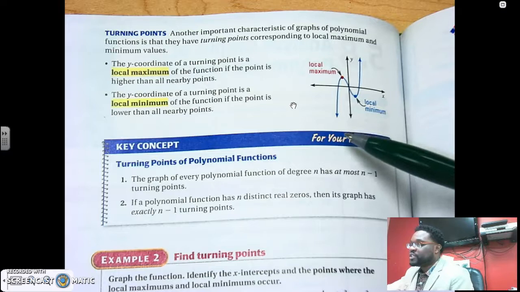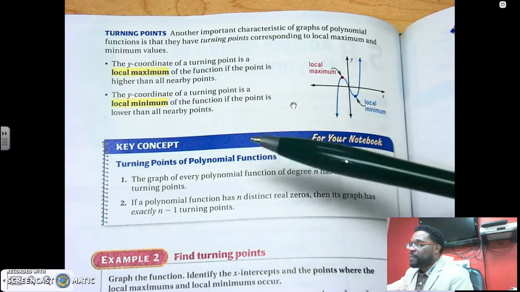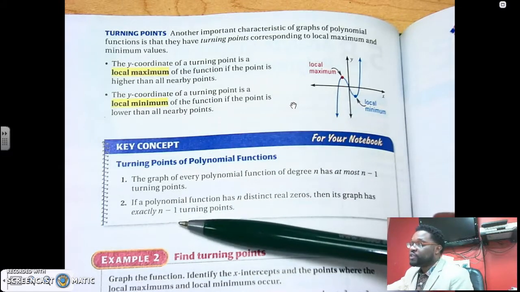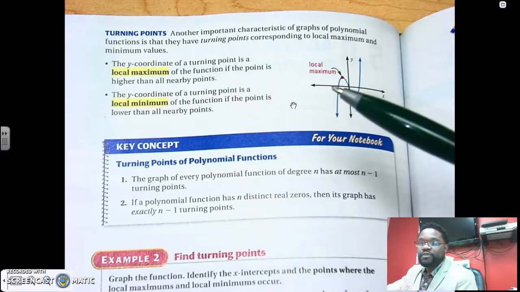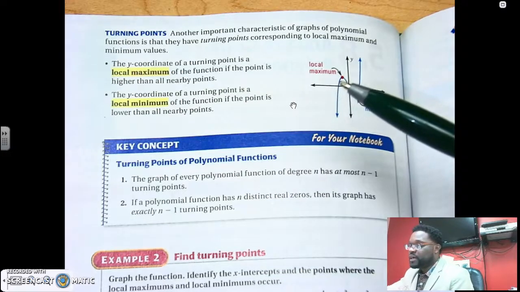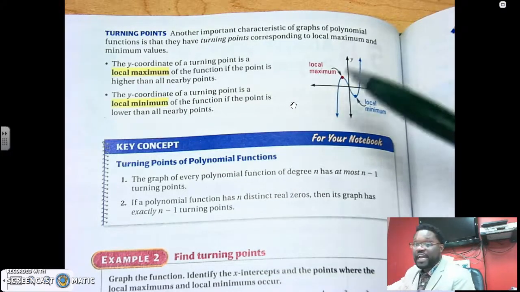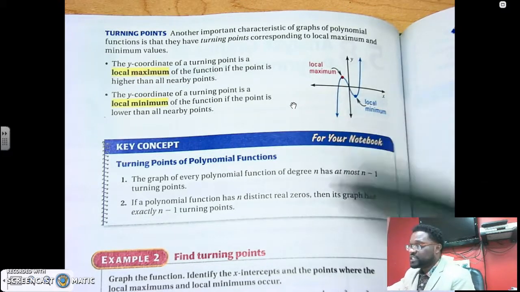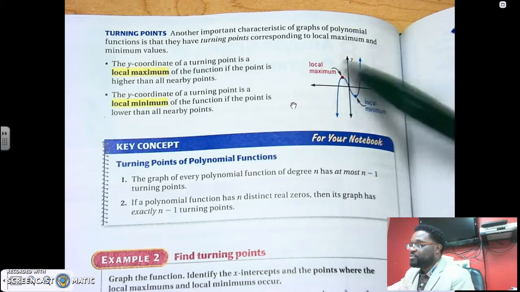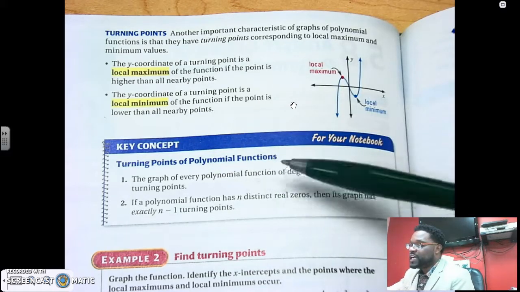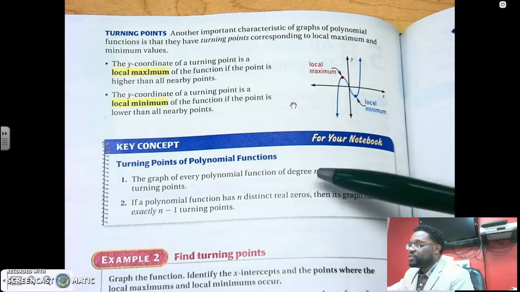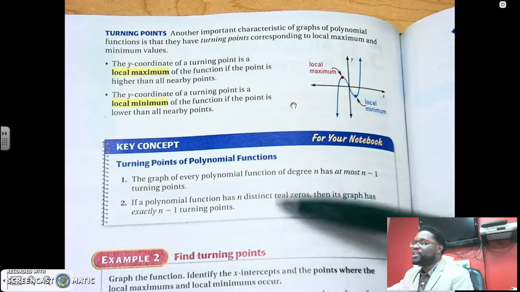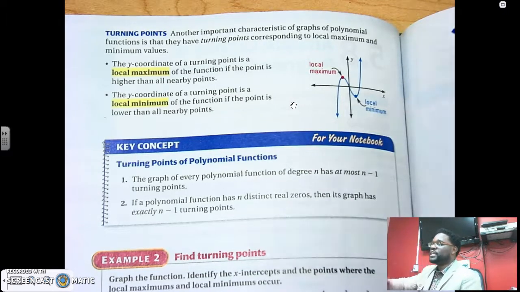And so, listen, this right here is an important thing to know. Whatever the degree is, take 1 from it, and you have at most that many turning points. So if I got a cubic equation, I got at most 2, because I subtract 1 from it, turning points. That's a cubic, by the way. If a polynomial function has however many real zeros, then you subtract that 1. So these are just concepts telling you I know how many turning points I have without doing any graphing.